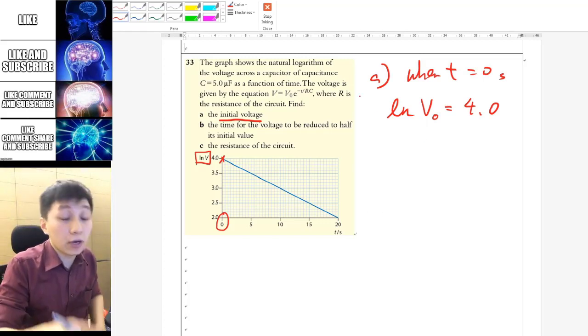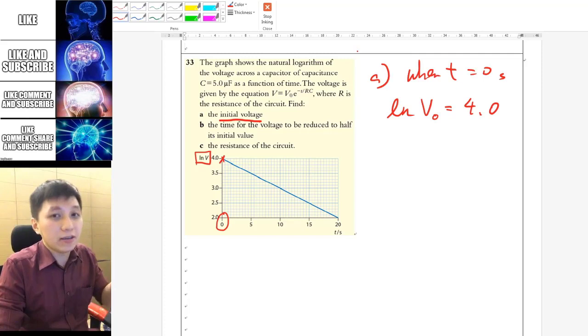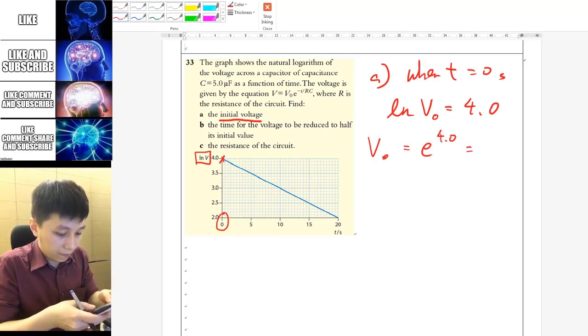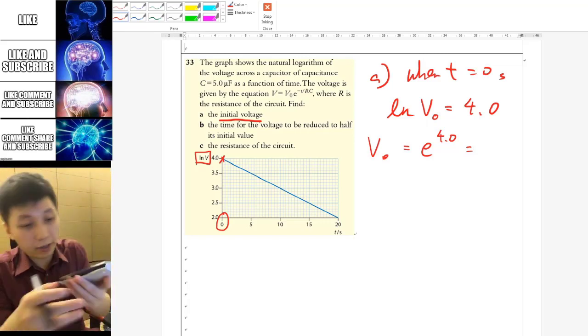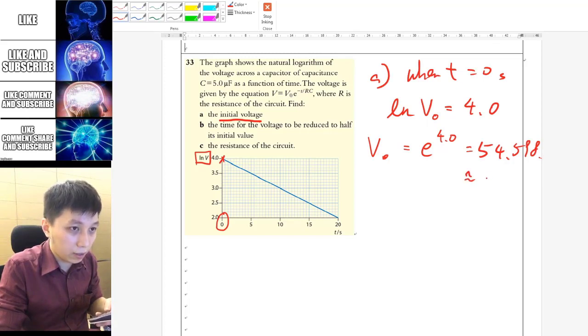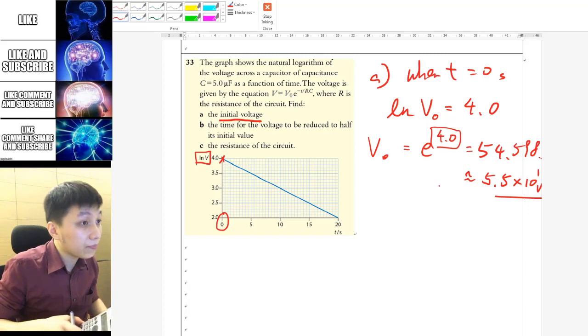So then if you apply what you learned in maths, that's why we have to understand this, then you should know V log equals e to the power of 4.0. Using your calculator, there's e if you use this calculator, and to the power of 4, and then I will round it to 2 sig fig, because if you look at this, it is 2 sig fig. So 5.5 times 10 to the power of 1 V, that should be the unit.